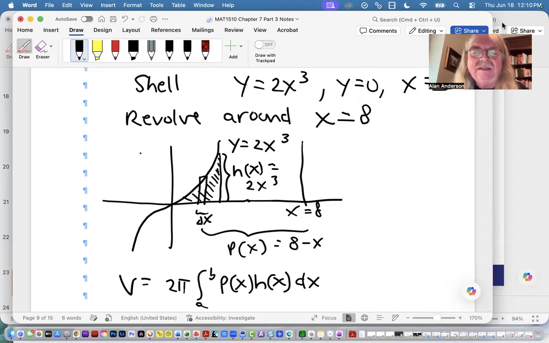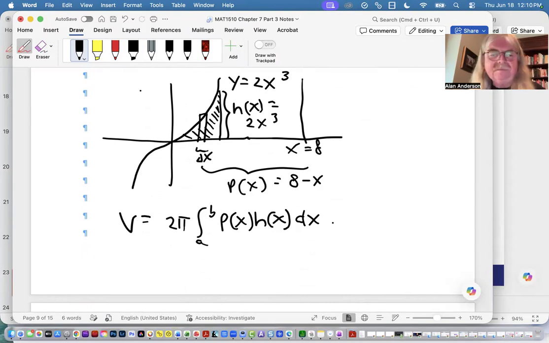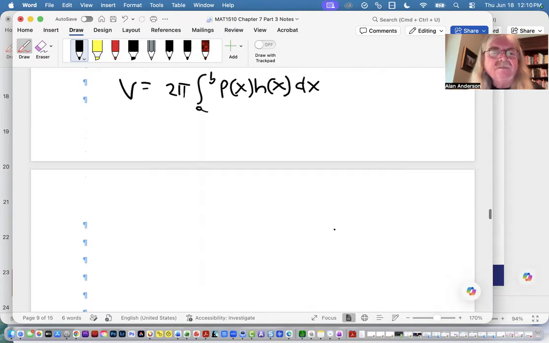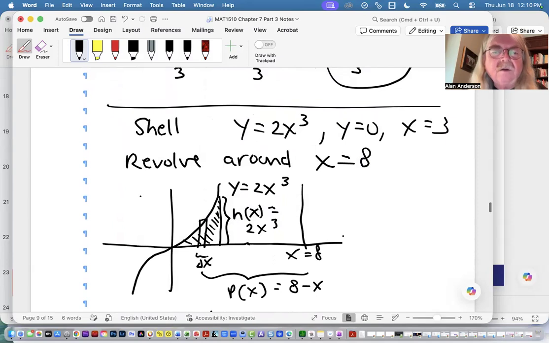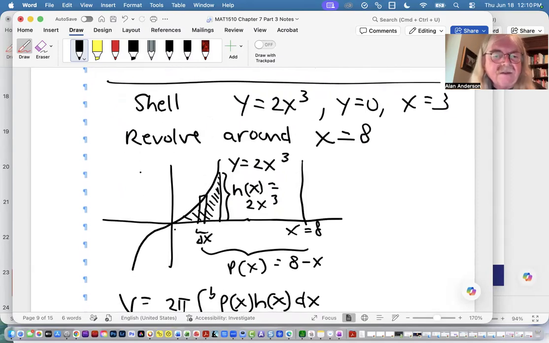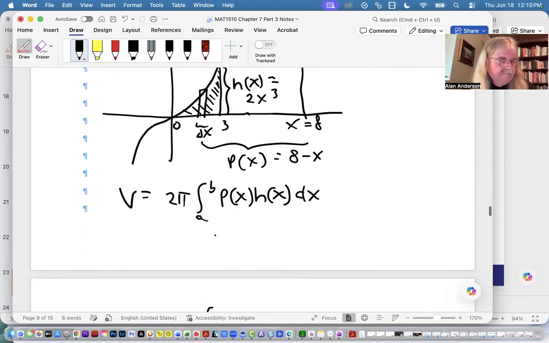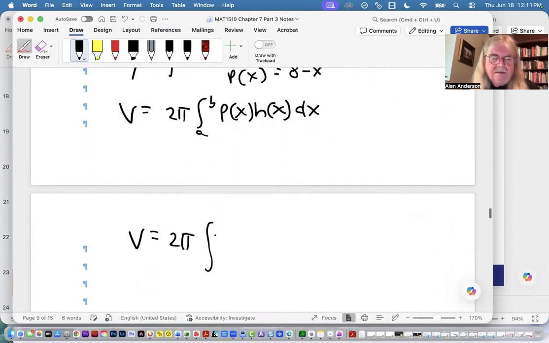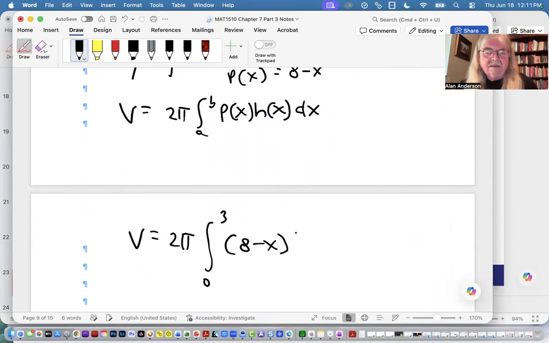Anyway, let's get back to this. Let's fill in all the numbers. Oh, you know what? I forgot to fill them in. A is, we have 0 and 3. Then 8 minus x, 2x cubed dx. This, of course, is our p of x. This is our h of x.